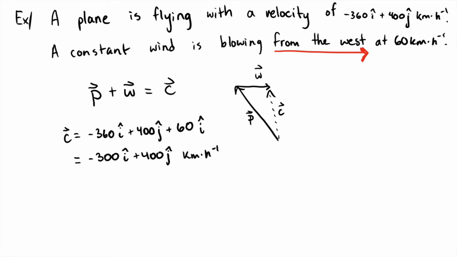So this is the velocity. It's telling me how quickly it's going, but it's also packaged in there with the direction. If I'm not worried about the direction, if I'm just worried about the speed of the plane, what I actually need to find is the magnitude of that vector.